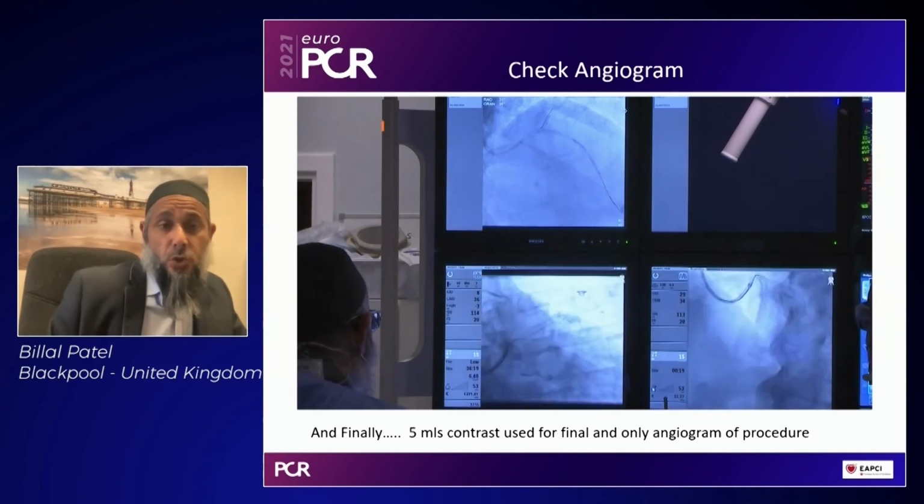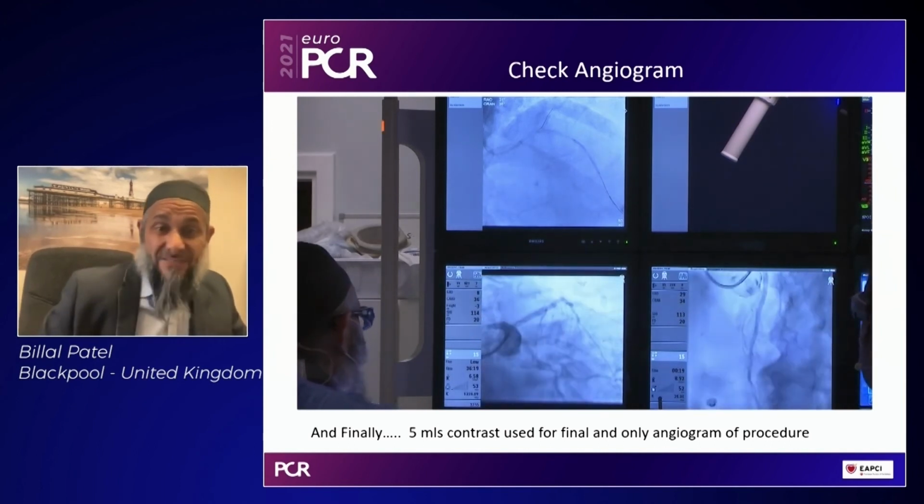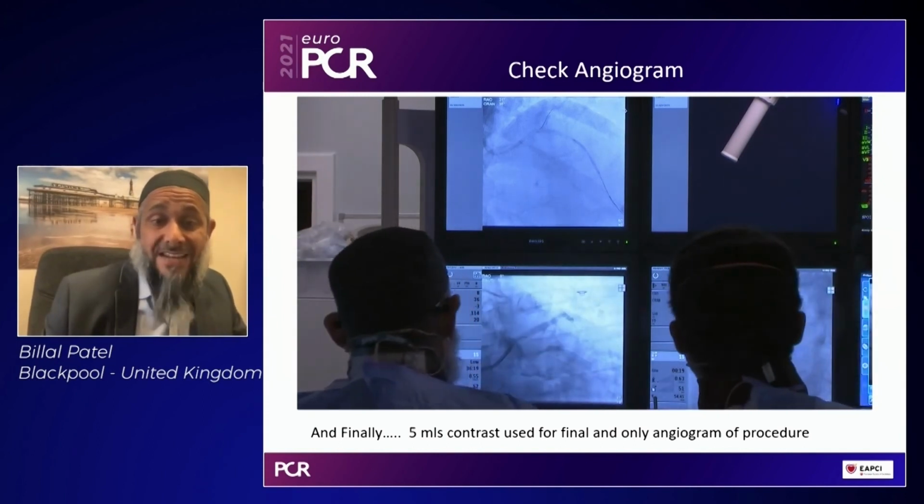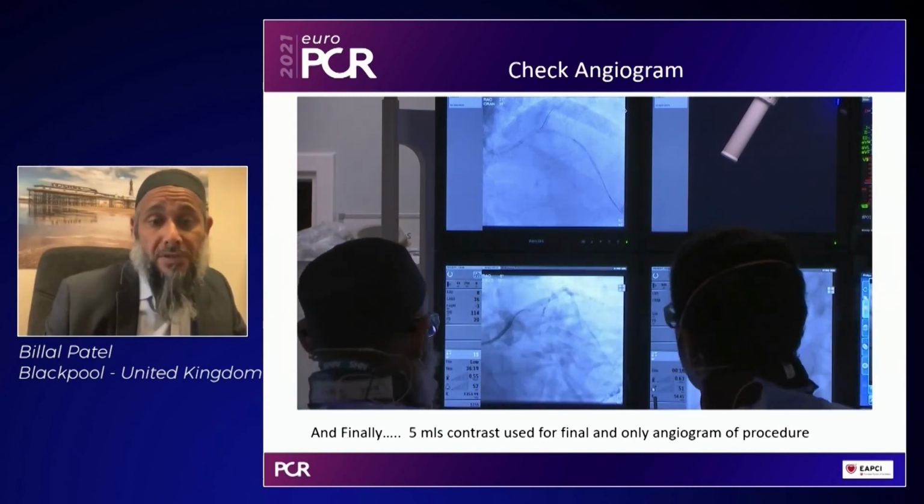Finally, the question is, do we do an angiogram? Our practice is to give one single angiogram at the end, and 5 mils of contrast was used for the angiogram at the end of the procedure to look for any complications.